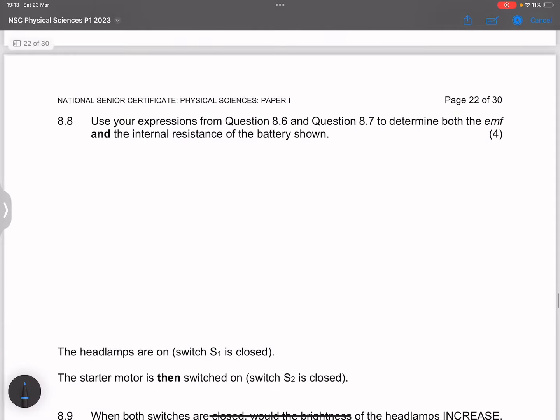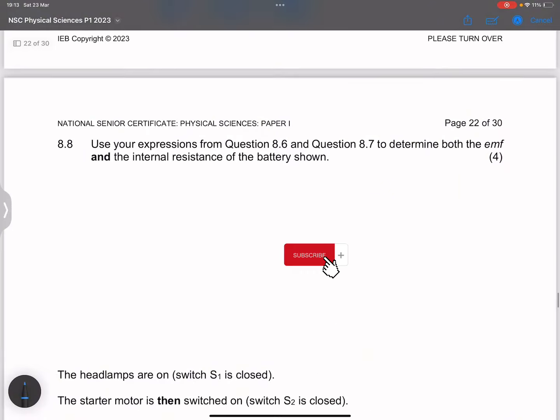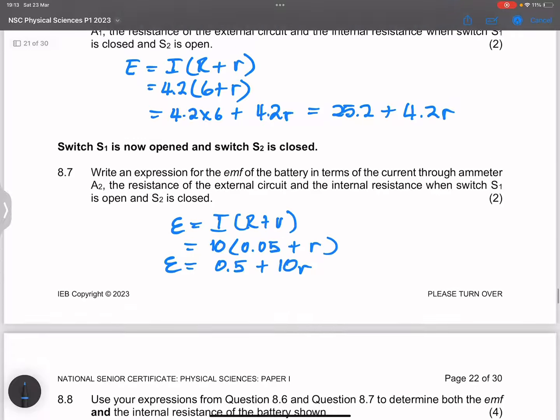Right, now they say use your expressions in 8.6 and question 8.7 to determine both the EMF and the internal resistance of the battery. Okay, right, now please I want you to note, let's call this equation 1.